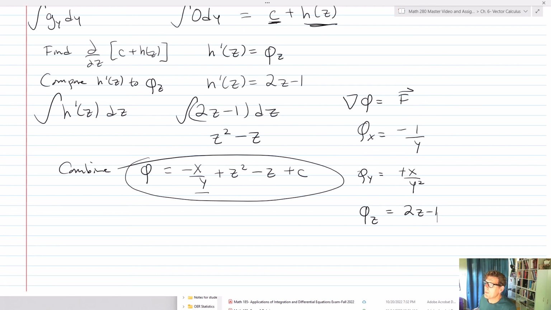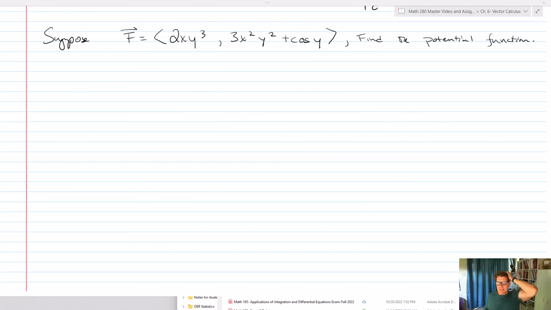Let's take a look at an example. Let's do it in 2 dimensions, an easier process. Let's suppose now that f is equal to 2xy cubed, 3x squared y squared plus cosine y. We want to now find the potential function. We actually already proved that this was a conservative vector field. So consequently, now we need to just retrieve our potential function.